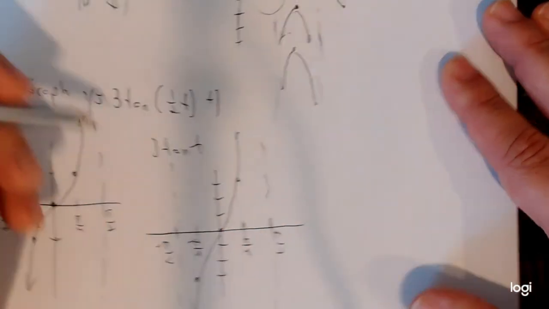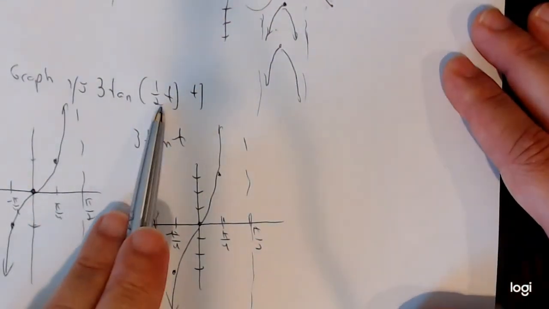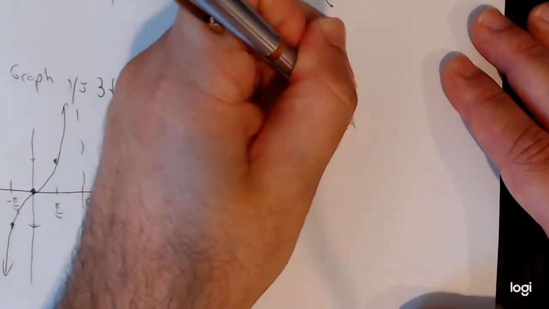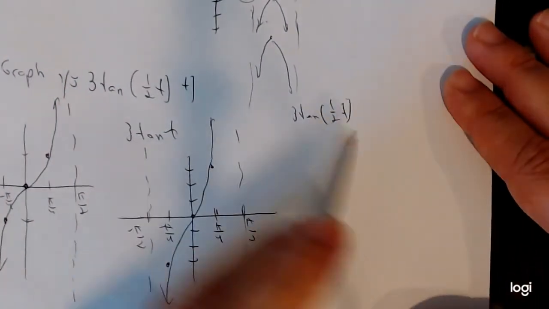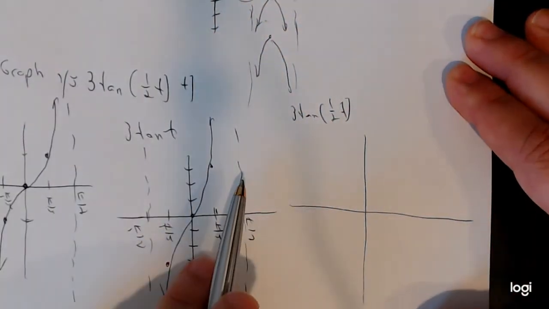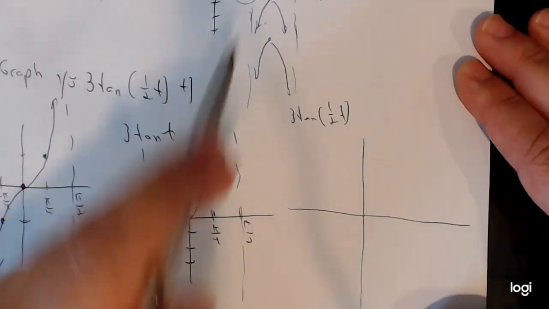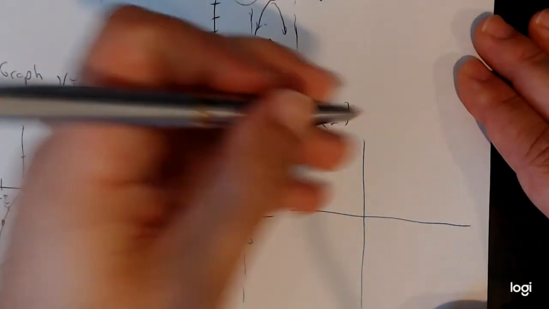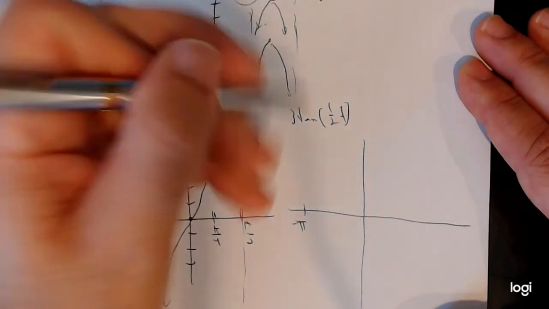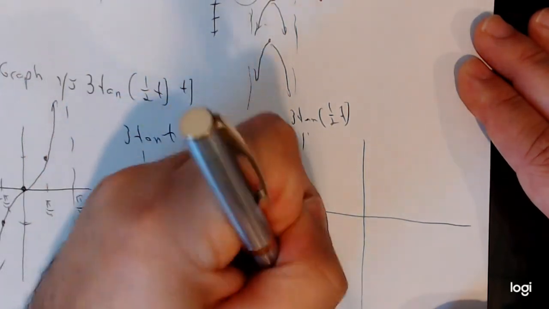Okay, and then next, we take care of the 1/2. So this becomes 3 tangent of 1/2 t. This is saying multiply all your t values by 2. I'm running out of space, so I'm going to put 2 graphs in one. So at negative pi over 2, if I multiply it by 2, what does that become? Negative pi. So my vertical asymptote is now at negative pi.